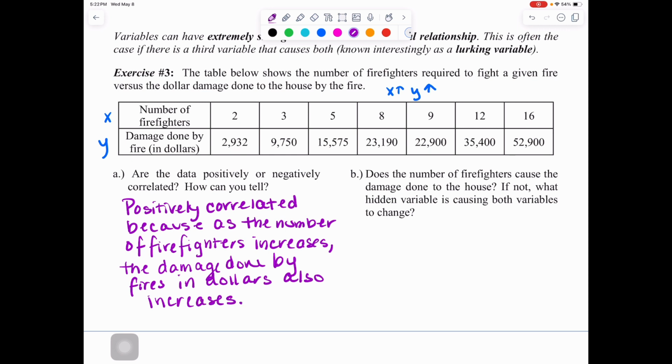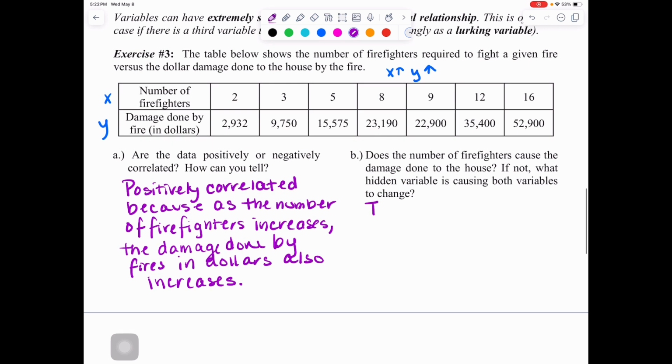So in the second question, we're not going to deal with correlated. We already know it's positively correlated. But now we want to think about the causation. Does the number of firefighters cause the damage done to the house? If not, what hidden variable is causing both variables to change? So the number of firefighters is not making the damage to the house worse, right? That does not make sense. One is not causing the other.